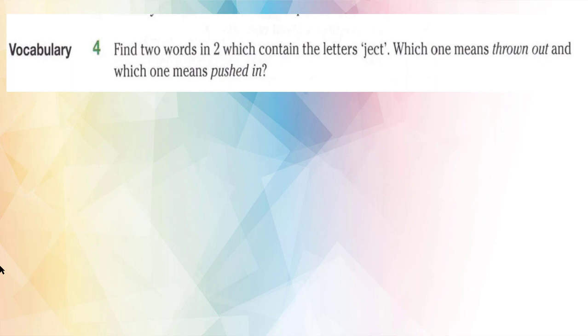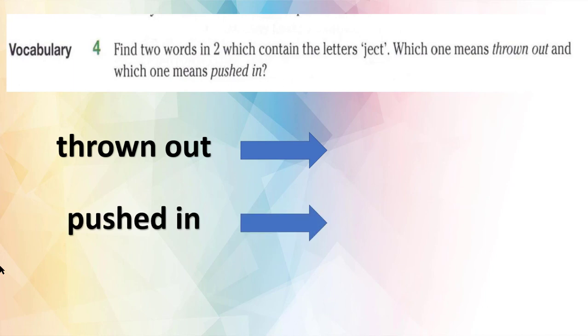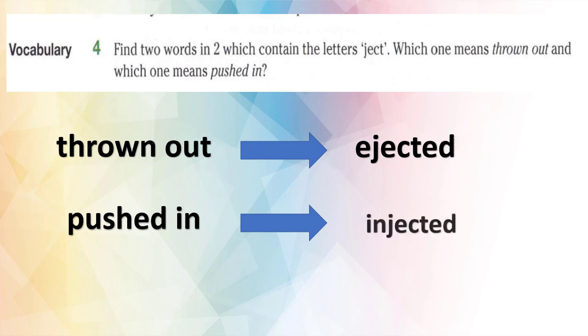Now, find 2 words in exercise number 2 that contain the letters eject. Which one means thrown out and which one means pushed in? Take your time. You have 2 minutes. Find the 2 words. Each one ends with the suffix eject. Good. Let's now check the answer. Thrown out, it's ejected. Pushed in, excellent, injected.